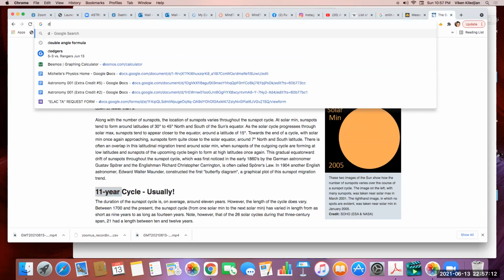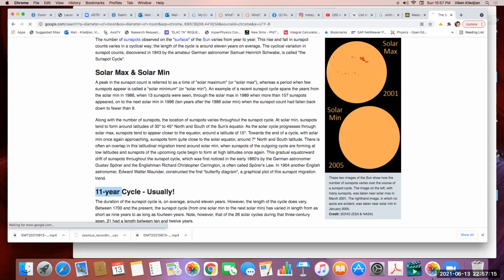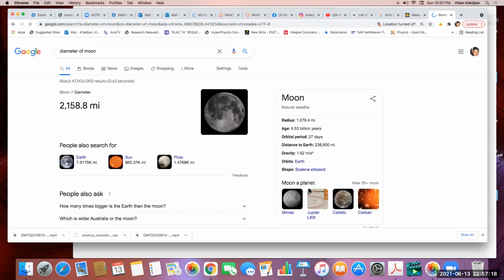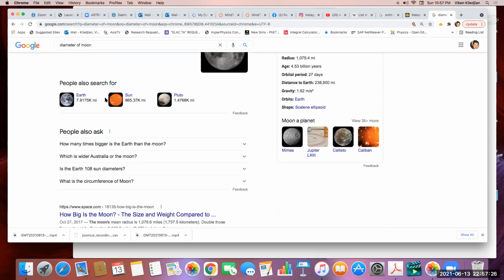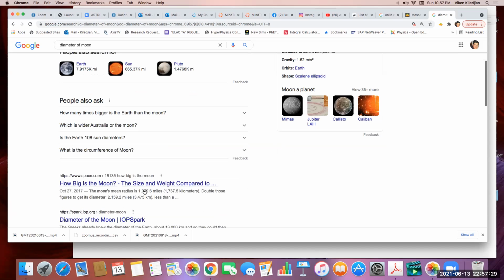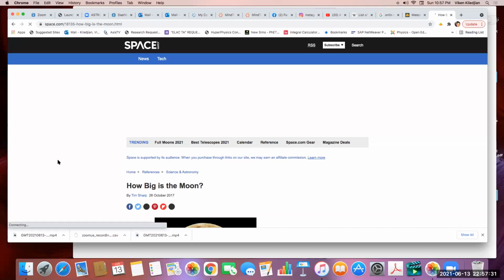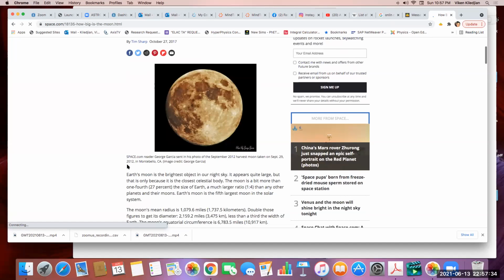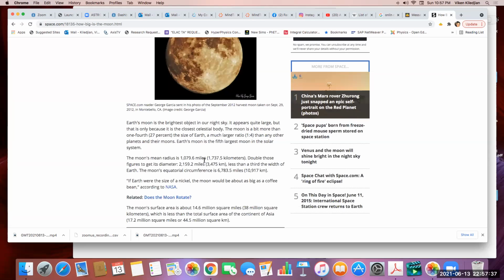Diameter of moon. That's written in kilometers. I mean, that's written in miles. Oh, right here. Okay, the diameter is about 3,475 kilometers. 3,475. Is that close?